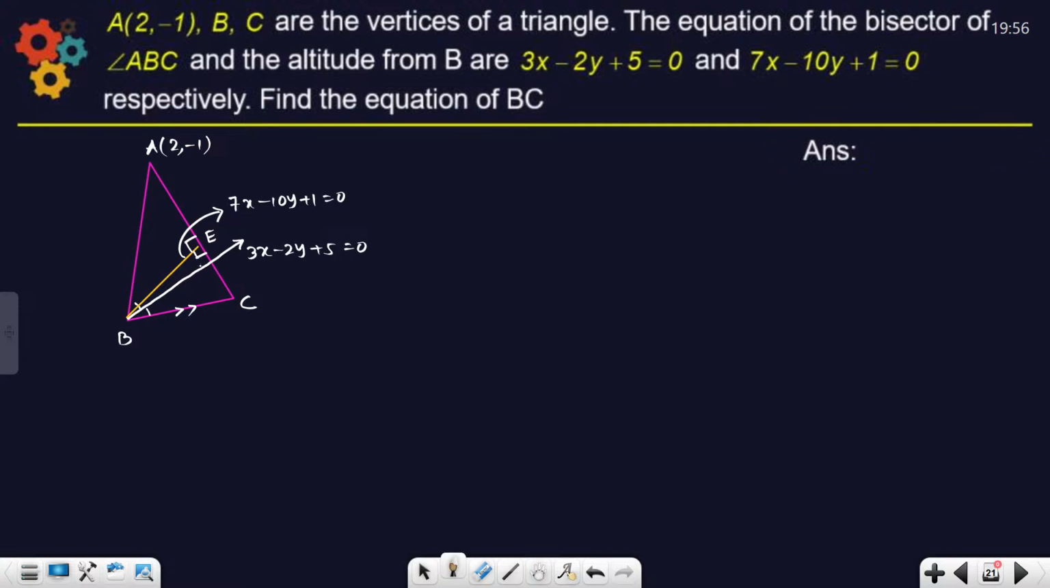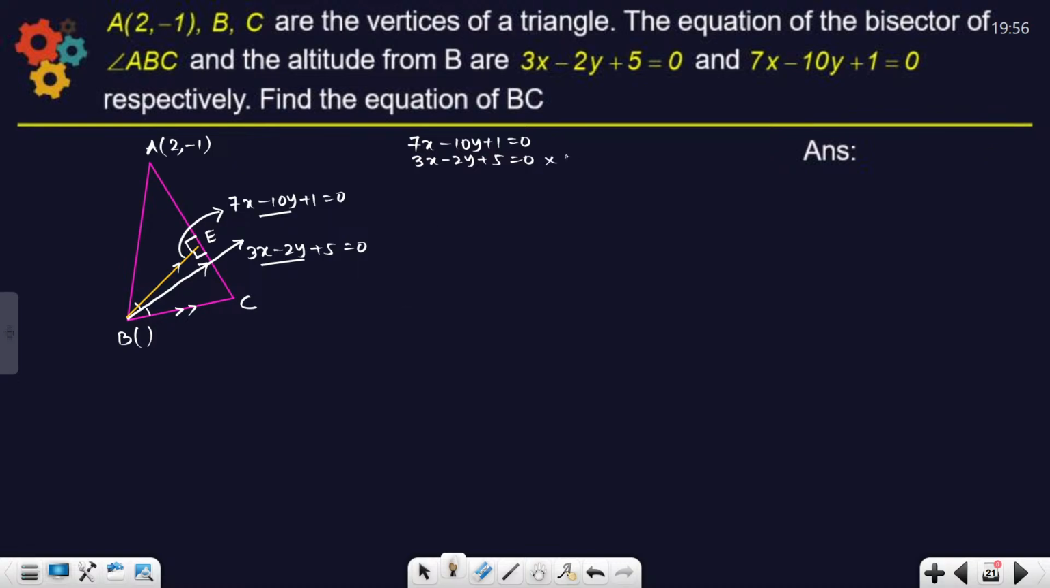This is the angle bisector. This is the perpendicular drawn from B. Okay? So now, if I solve these two equations, I'm going to get the point B. What is point B? If I solve these two equations, I'm going to get point B. So let me solve it.